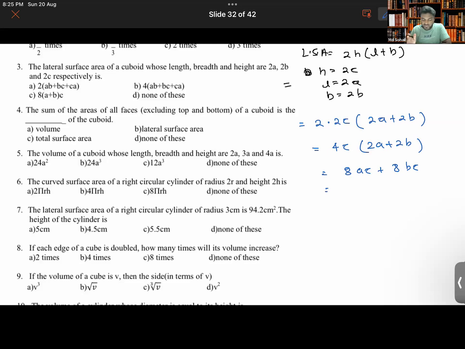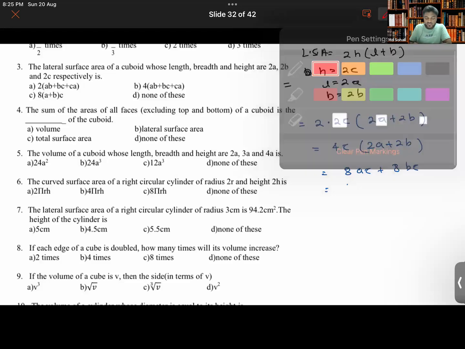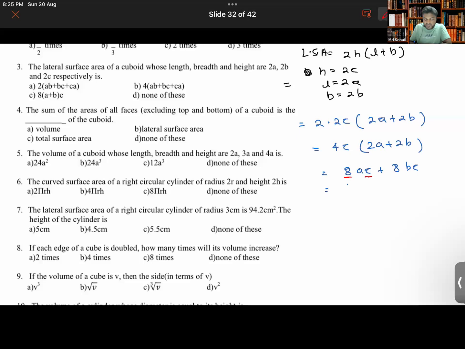Does any of the options match here? Later on we can see there are common terms here: 8 and c are common in both of them. So we can write it as 8 into c, multiplied by a plus b. So which option looks correct? Option number C is correct here. It could have been written like this as well.